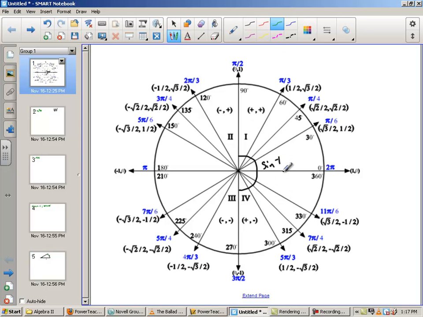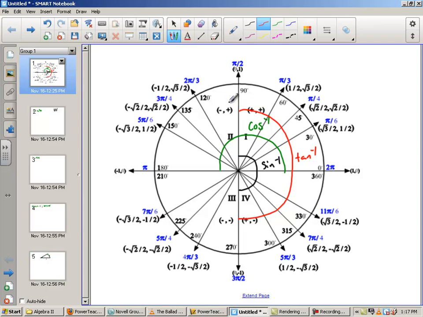For cosine, it will only produce solutions in this region. So cosine inverse will be between 0 and 180 degrees, or between 0 and pi in radian terms. Then we have to talk about tangent. Tangent also, just like sine, lives in these two areas.